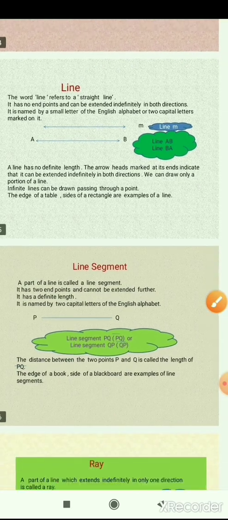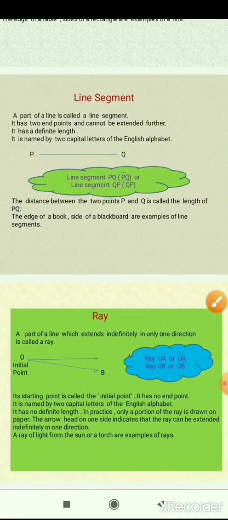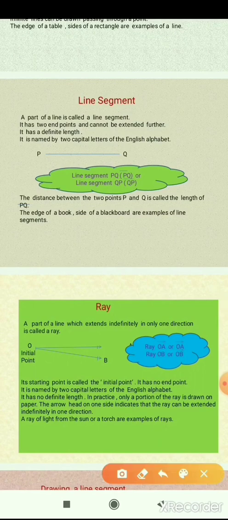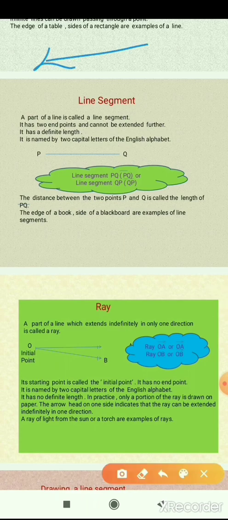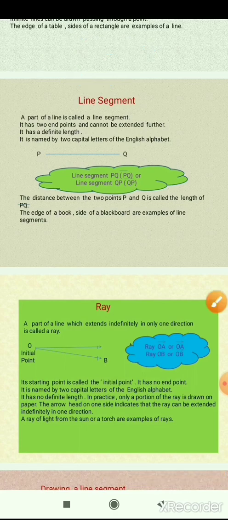Next point is line segment. A part of a line is called a line segment. Now you have just learned about line, so some part of a line is called a line segment. It has two end points.